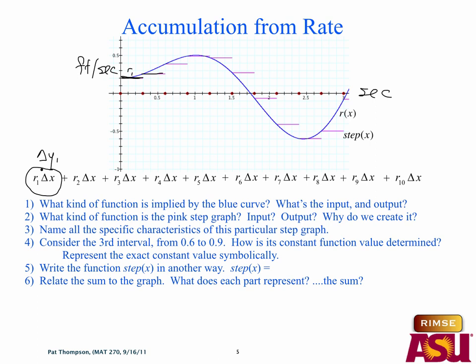If I do a rate times a little bit of change in time, this is going to be a change in feet. This is a little bit of accumulated distance traveled. Okay, and so then this would be another little bit of accumulated distance, another little bit. So we've got all of these little bits of change corresponding to each of the terms.